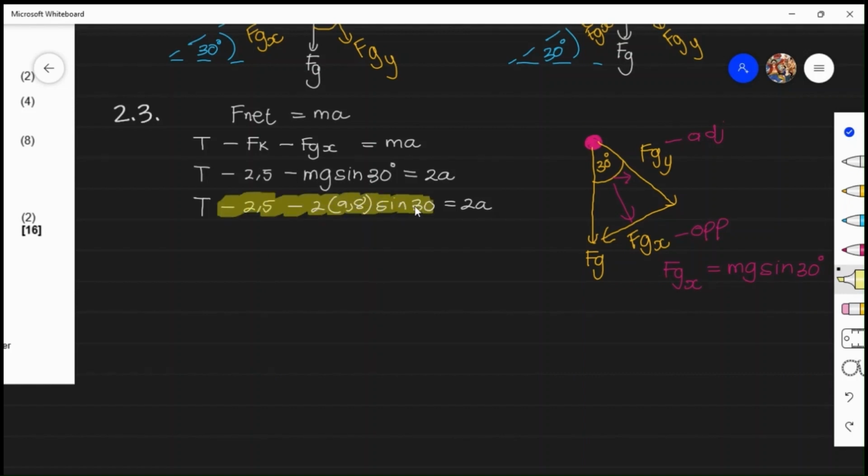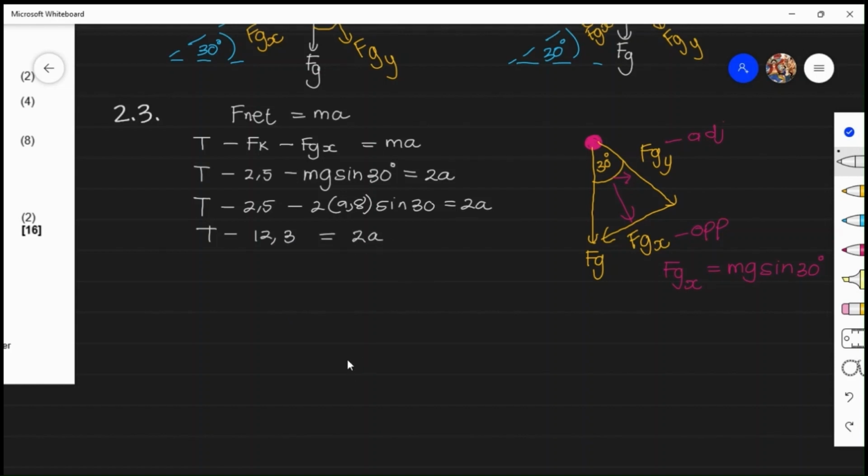So we'll put in negative 2.5 minus 2 times 9.8 times sine of 30. And that gives us negative 12.3.